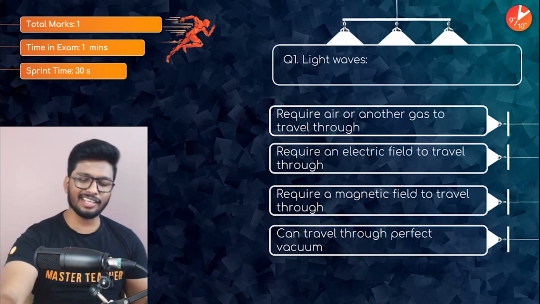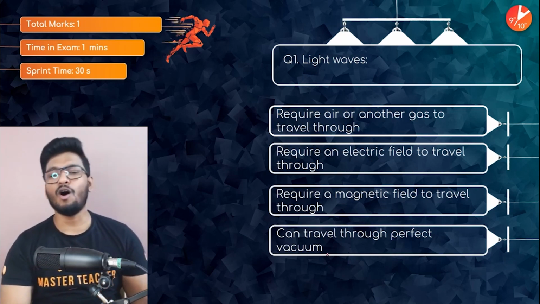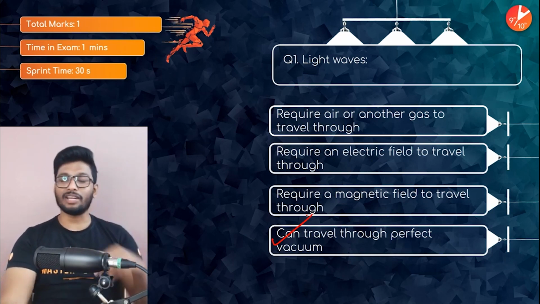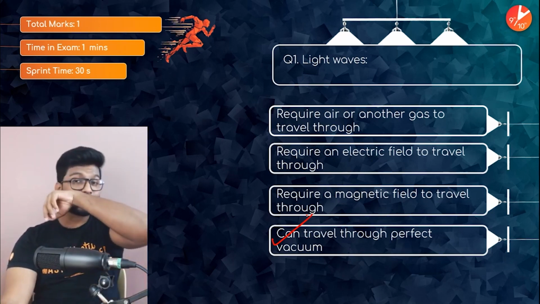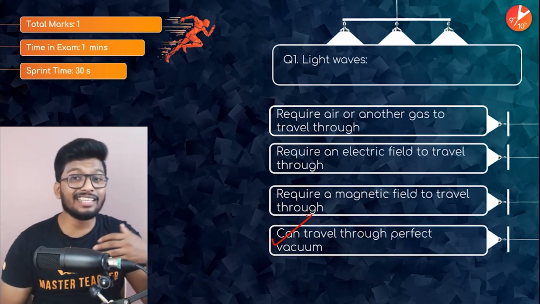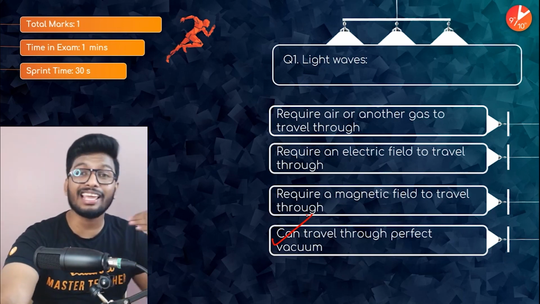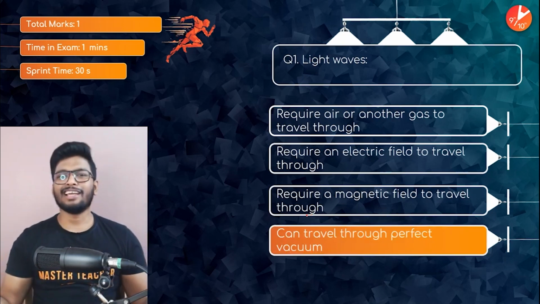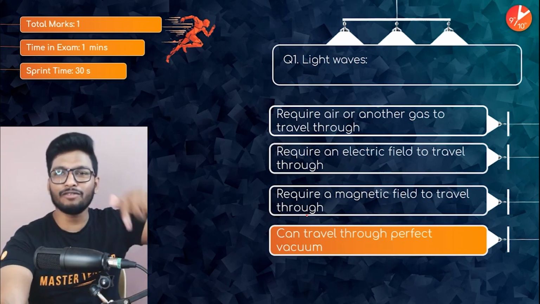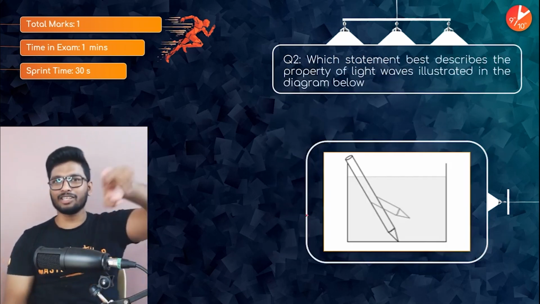Super easy, guys. This is definitely going to be option number D. Light does not require a medium to travel. It's an electromagnetic wave. It's not like sound, which is a mechanical wave. Light is an electromagnetic wave, which means that it does not require a medium. It can travel even in vacuum. That's all. First question, done and dusted. Let me know in the chat box if you guys got it right.